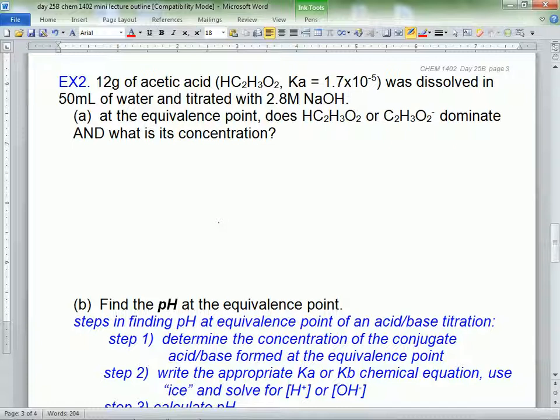Do you agree? She says it's this one. Daisy, you agree? Right? We're starting out with, which one are we starting out with? We're starting with the acetic acid. We're starting with this one. All right? Right, we're starting with it.